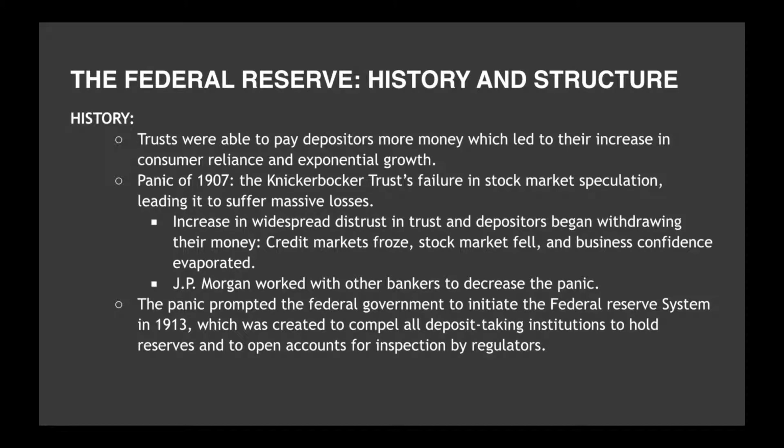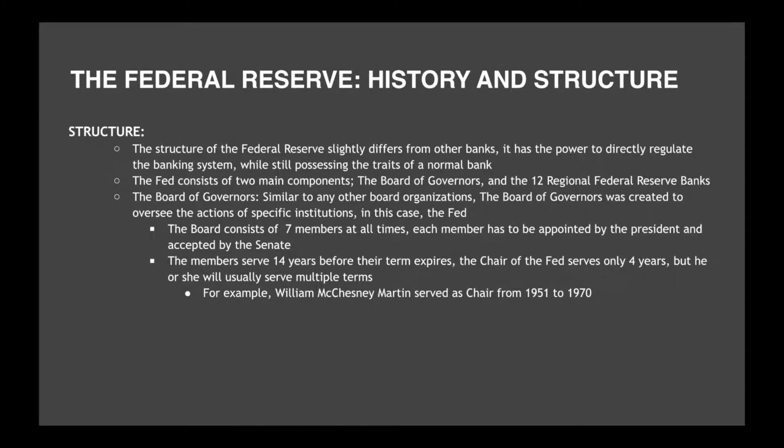The panic prompted the federal government to initiate the Federal Reserve System in 1913, which was created to compel all deposit-taking institutions to hold reserves and to open accounts for inspection by regulators. The Federal Reserve: Structure. The structure of the Federal Reserve slightly differs from other banks. It has the power to directly regulate the banking system, while still possessing the traits of a normal bank. The Fed consists of two main components, the Board of Governors and the 12 regional Federal Reserve Banks.